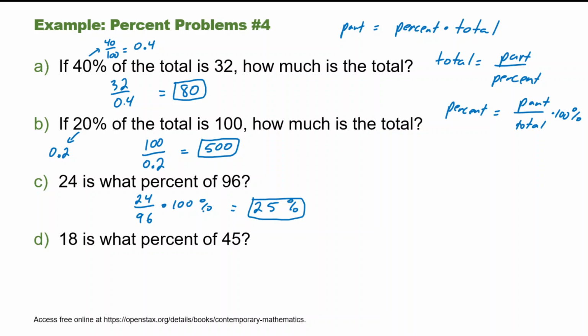Part D. 18 is what percent of 45? It's very similar to the last question. So we'll take our part divided by our total, our part being 18, our total being 45, and then multiply that by 100%. 18 divided by 45 times 100 is 40. So the answer is 40%.